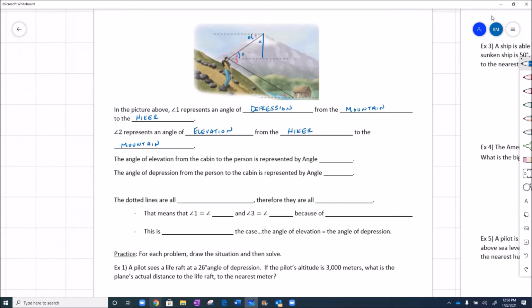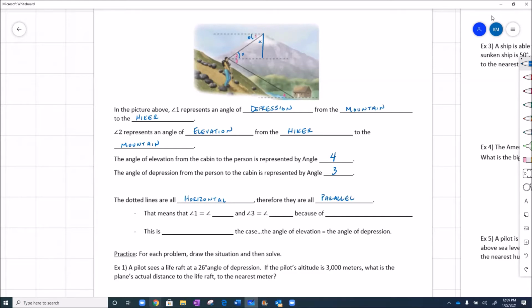Moving on to the next thing, the angle of elevation from the cabin to the person: from the cabin, looking up, is represented by angle 4. The angle of depression from the person to the cabin is represented by angle 3. The dotted lines are all horizontal and therefore all parallel.